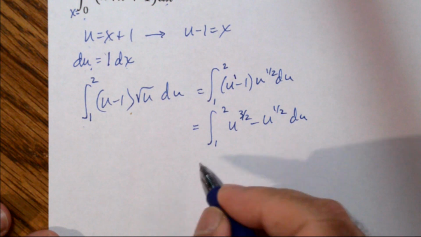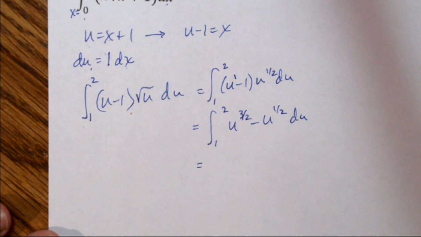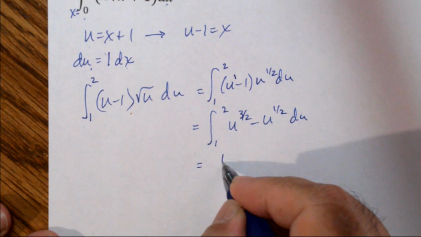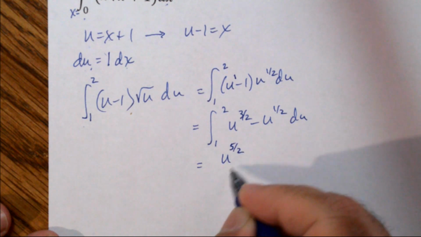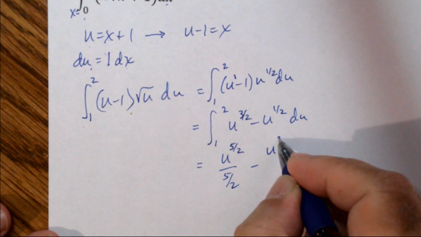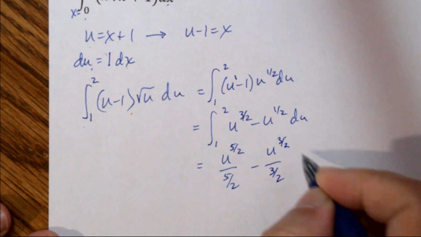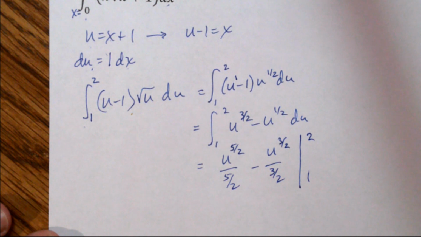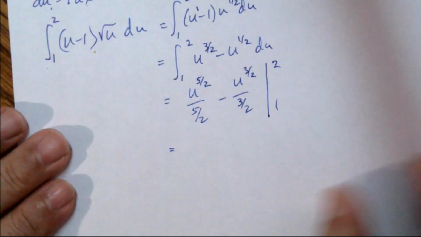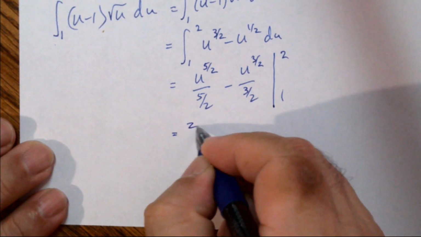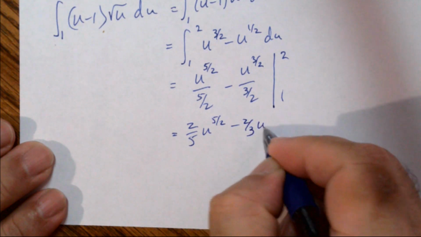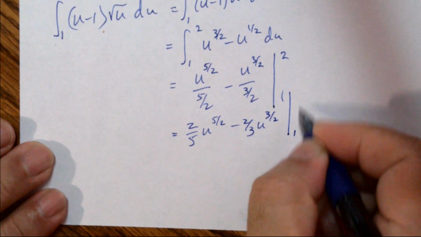All right, continuing. Now I'm ready to use power rule on the pieces here. So I'm going to add 1 to the exponent and divide by the exponent. So 3/2 plus 1 is 5/2. Divide by 5/2. 1/2 plus 1 is 3/2. Divide by 3/2. And I'm taking that between 2 and 1. Okay, let's clean it up a little bit. That divided by 5/2 is the same as multiplying by its reciprocal. So it's 2/5 u to the 5/2 minus 2/3 u to the 3/2. Take that between 2 and 1.